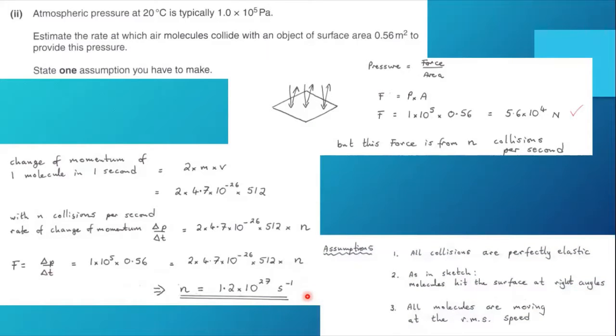Assumptions, well, all collisions are perfectly elastic, and we're also assuming that molecules hit the surface at right angles. They all won't hit the surface at right angles. Some will hit it at rather more glancing angles. And another assumption could be that all molecules are moving at the RMS speed.